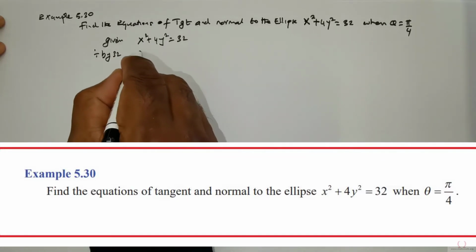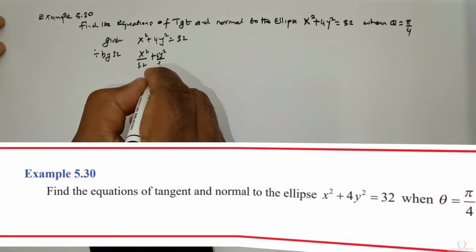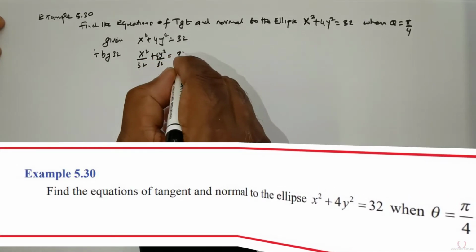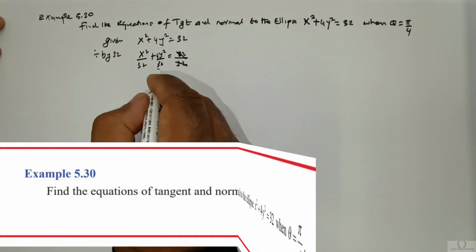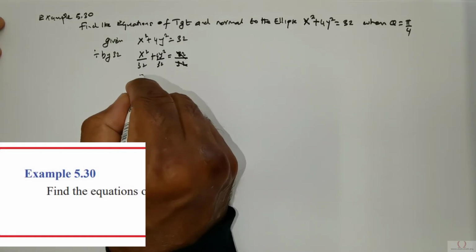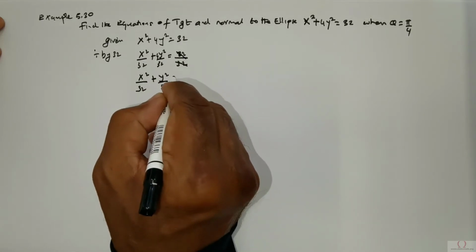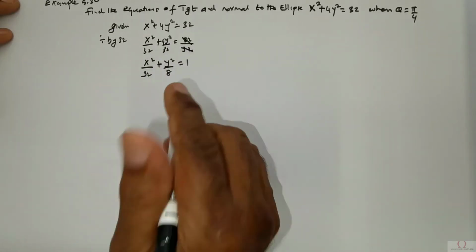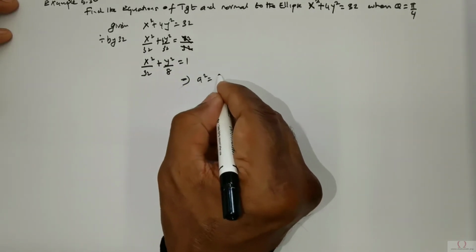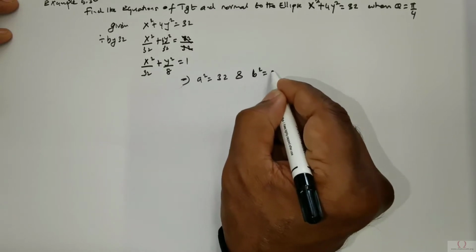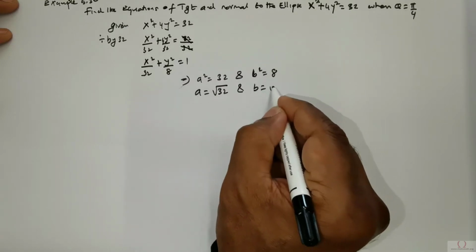So this would give us x² divided by 32 + 4 times y² divided by 32 is equal to 32 divided by 32. Clearly, the right-hand side would give us 1. So this is x²/32 + y²/8 = 1. Now, from here I can write the value of a² to be 32 and the value of b² to be 8. So this would give me root 32 and root 8.